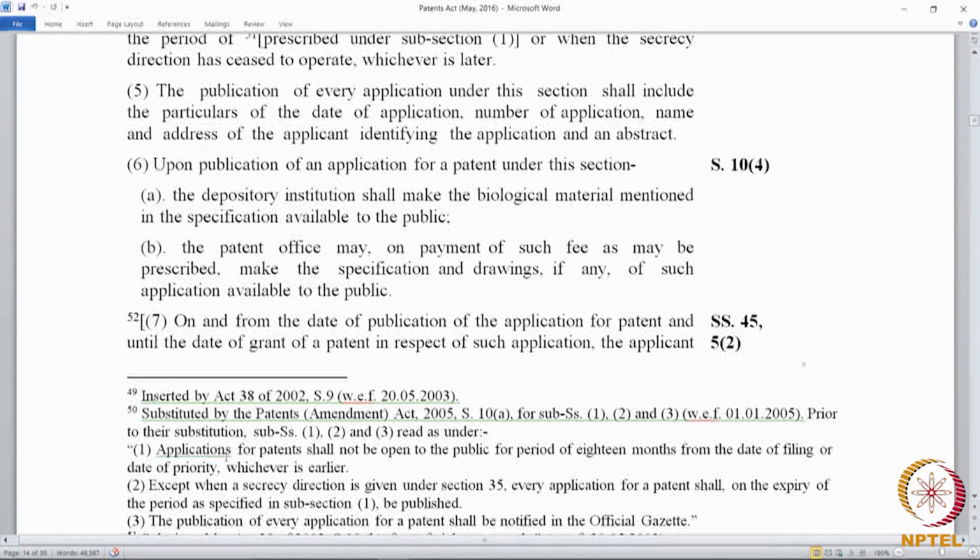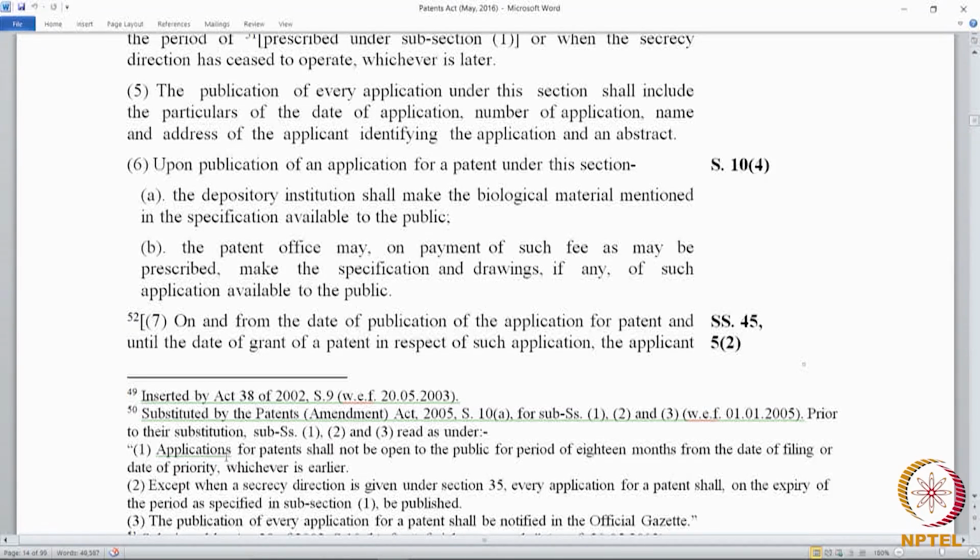11A6 states that upon publication of an application for a patent under this section, A, the depository institution shall make the biological material mentioned in the specification available to the public. We saw that under section 10(4), in certain cases you had to deposit the biological material before a depository. So, once the application is published, the material will be made available to the public. Till such time, the material is also kept in the dormant state.